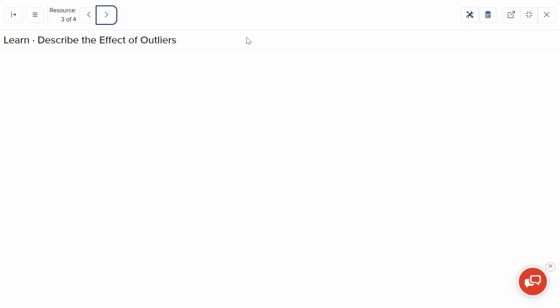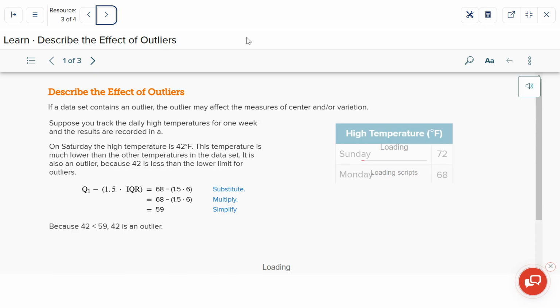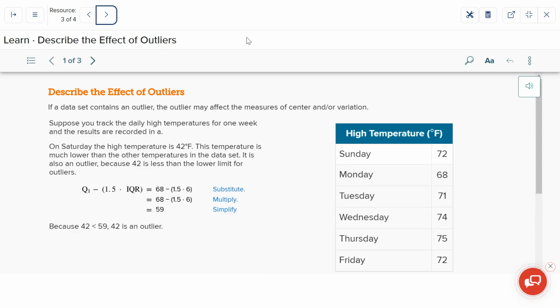All right, let's look at the next thing. Describe the effect of outliers. Outliers do affect our data when we are trying to calculate things or analyze things. And so it's important to know when they're there. And sometimes we remove them from the data. Sometimes we just consider them when we are presenting the data. It just depends. So if a data set contains an outlier, the outlier may affect the measures of center and or variation.